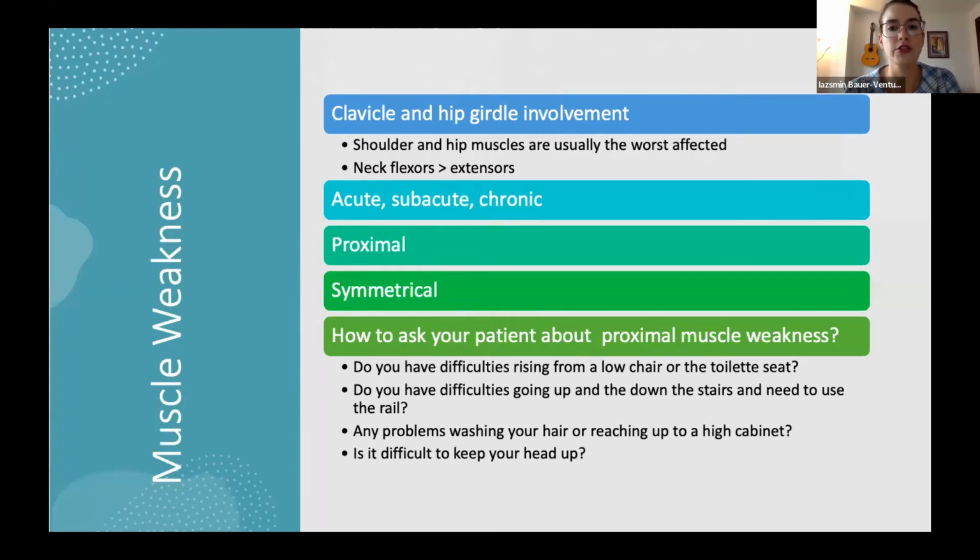And I want to spend some time here to help guide how to better ask our patients about proximal muscle weakness. Just asking them if they feel weak or not is not really the right way to evaluate weakness, especially because history taking is quite important in this patient population. So you're going to ask about difficulties rising from a low chair or the toilet seat, or even rising from the floor, difficulties going up the stairs without using a rail for support, any problems washing the hair, or reaching up to a high cabinet in the kitchen because of weakness in the arms. And are there any problems keeping the head straight up on a daily basis as well?